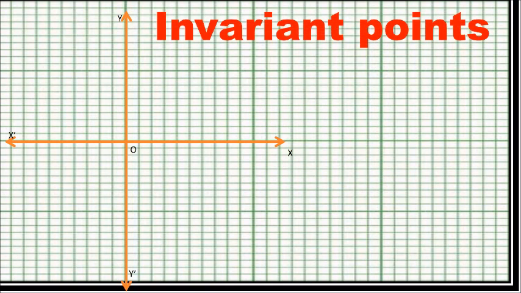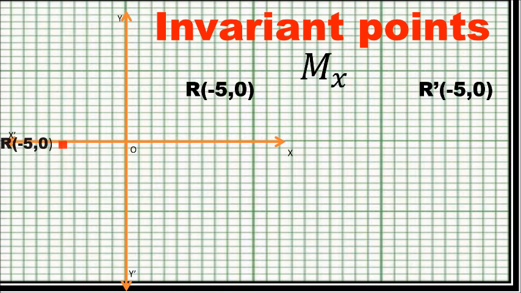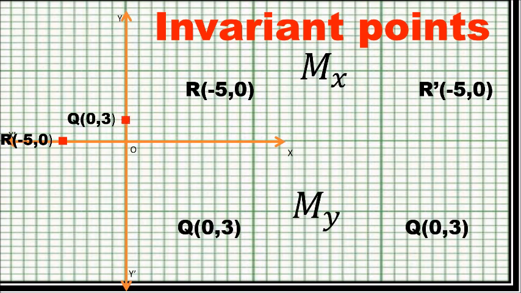What are invariant points? Any point that remains unaltered under a given transformation is called an invariant point. Point R (-5, 0) is said to be invariant in the x-axis. Similarly, if we take another point Q (0, 3), it will be invariant in the y-axis.